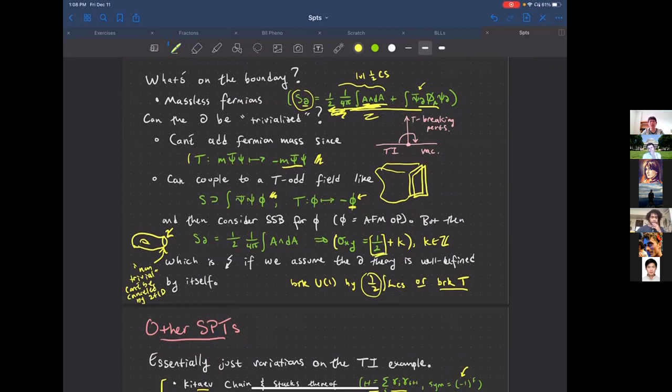There is an important but subtle distinction here between explicitly breaking the symmetry and spontaneously breaking the symmetry. But I don't know.